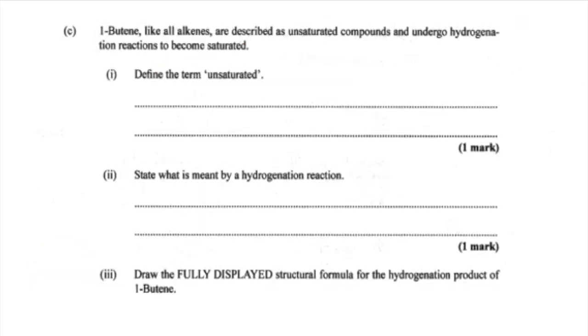All right. 1-butene, like all alkenes, is described as an unsaturated compound, and they undergo hydrogenation reactions to become saturated. We have not reached reactions of alkenes as yet, but it's something intuitive that we can grasp. So they want us to define the term unsaturated. I know you've heard the term saturated before, but when we say a molecule is unsaturated, what do we mean?